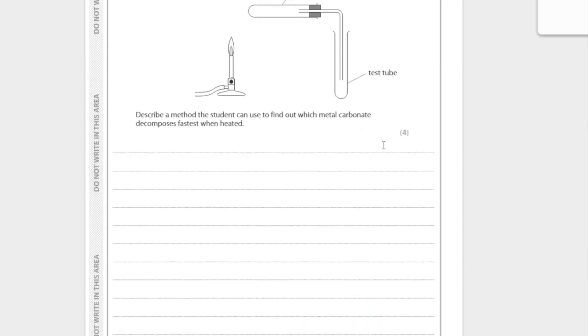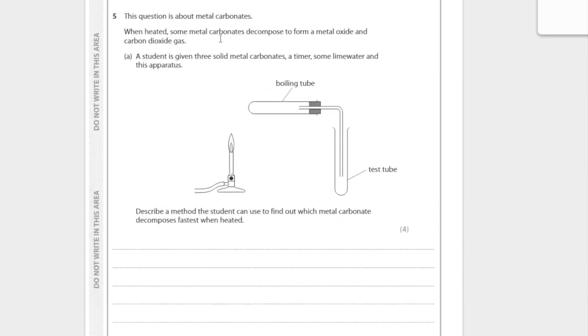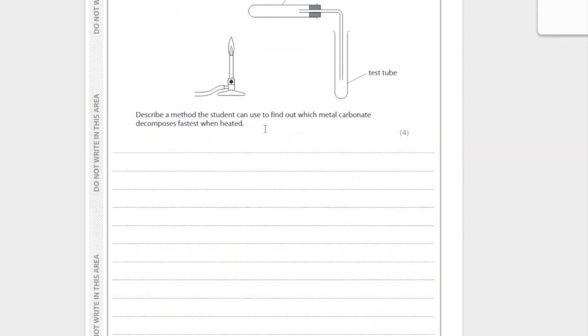The question is about metal carbonates. When heating, some metal carbonates decompose. A student is given 3 solid metal carbonates, a timer, some lime water, and this apparatus. Describe the method that the student can use to find out which metal carbonate decomposes the fastest when heated.